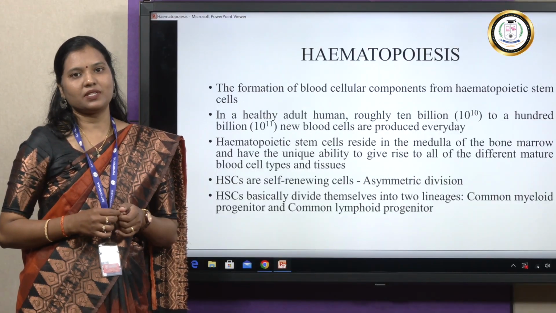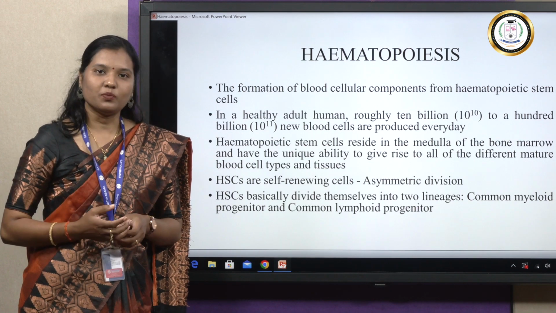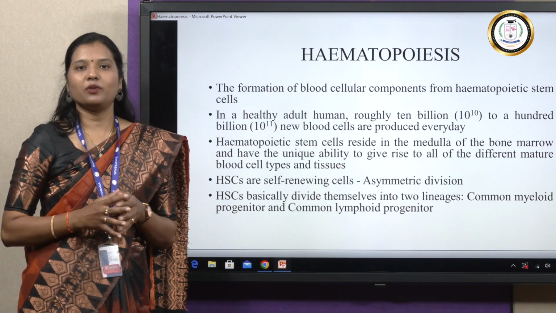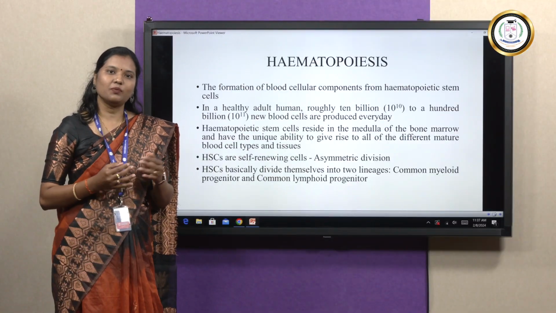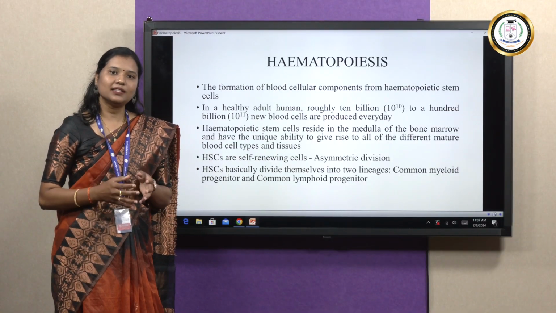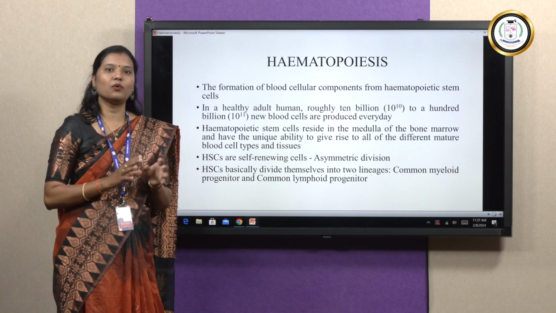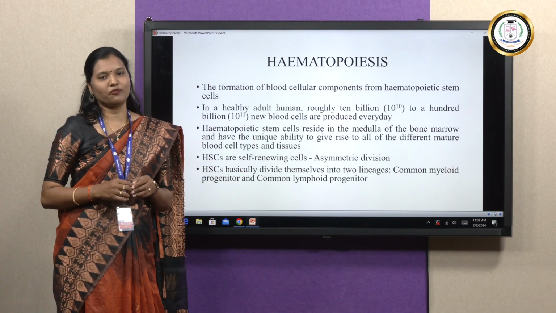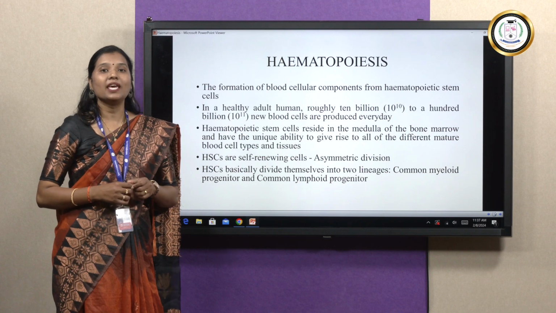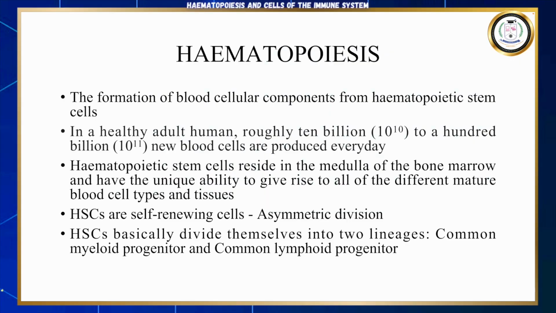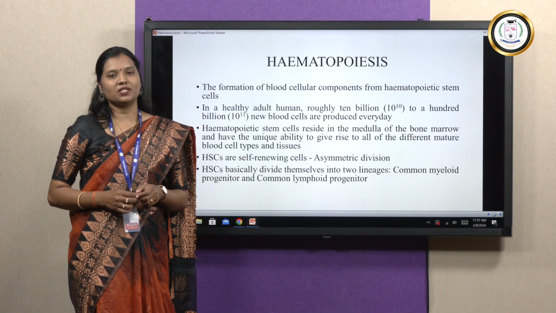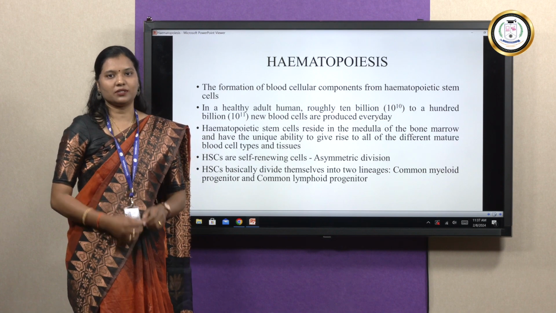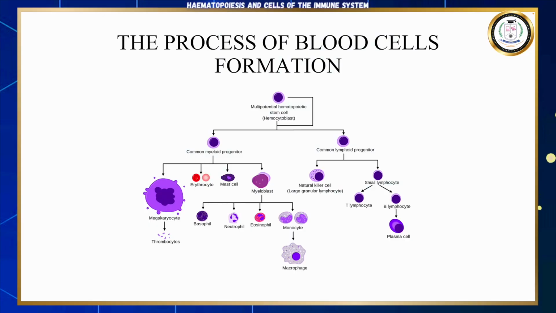These hematopoietic stem cells are self-renewable, which means in a pool of hematopoietic stem cells, only a set of cells differentiate into blood cellular components, while the other set remains inside the bone marrow for future differentiation of blood cells. This type of division is called asymmetric division. These hematopoietic stem cells divide into two lineages, the common myeloid progenitor and the common lymphoid progenitor. So, this is the process of formation of blood cells.